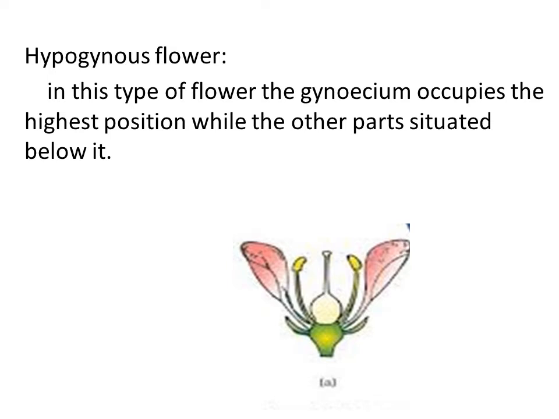So gynoecium position is superior position. So this kind of flowers are called hypogynous flowers. Examples of flowers showing hypogynous condition are mustard, China rose, brinjal flower. In these three examples, the position of ovary in the flower is superior. So when the ovary is in superior position, the flower is named as hypogynous flower.